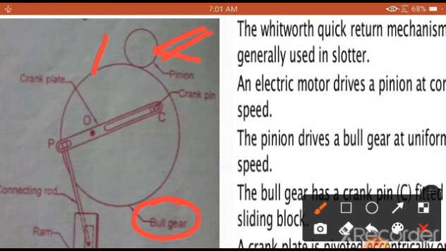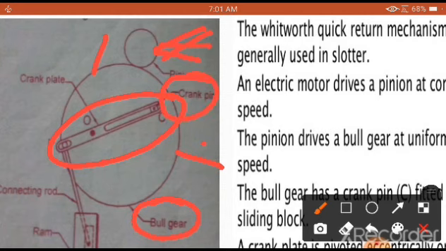The number of gear teeth on the pinion is less, definitely, and the number of teeth on the bull gear is more because of the larger diameter. And at the middle of the bull gear you are going to see what is called a crank plate. The crank plate is provided with a crank pin as well.